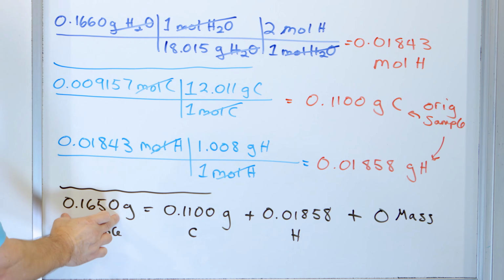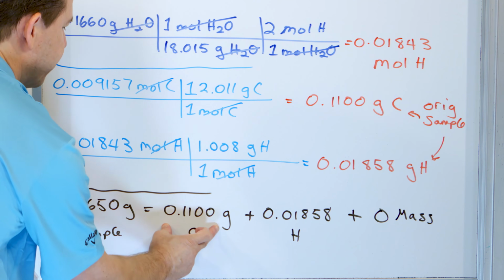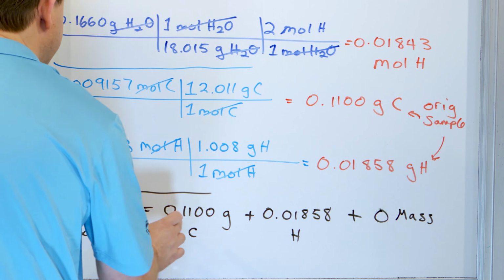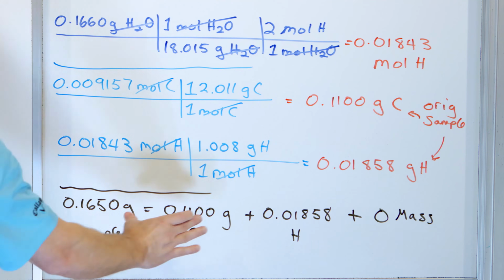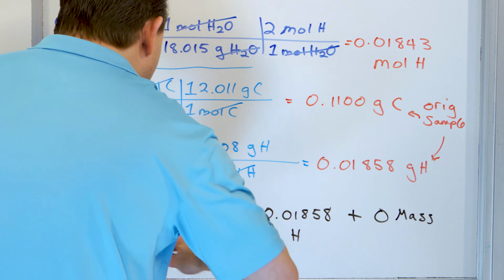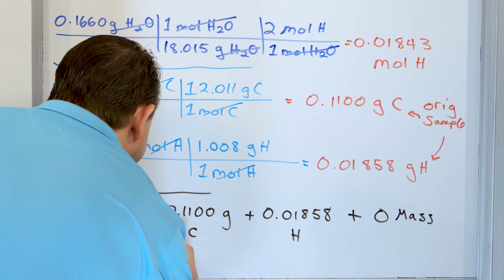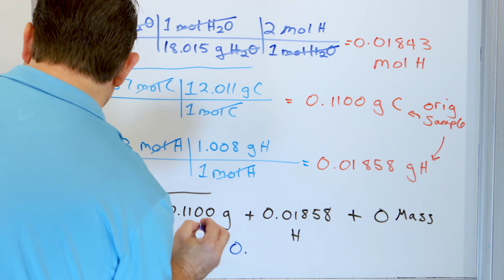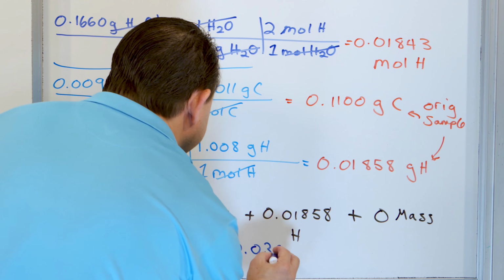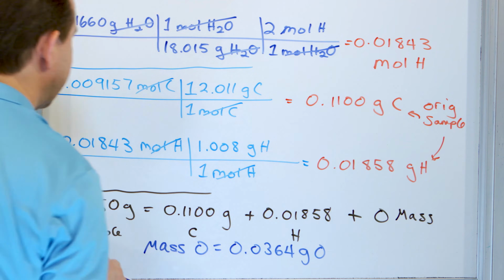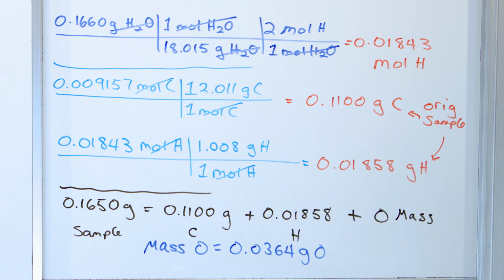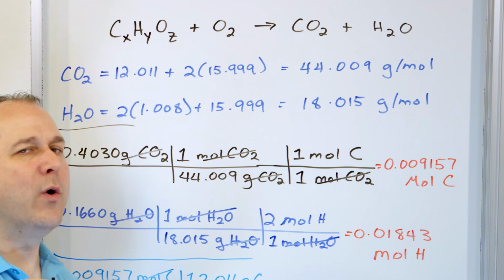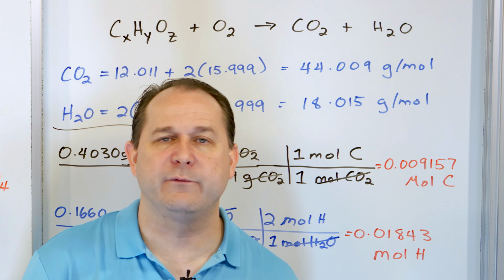So we know the total sample mass. We know the amount of grams of carbon in that sample, and we know the grams of hydrogen in that sample. So we add these two things together, and then we take this number and subtract, and what we get is the mass of oxygen, when we do that subtraction, is 0.0364 grams of oxygen. So now we know the grams of this, the grams of this, we know the grams of that oxygen. We know how to turn grams of anything into moles. Moles is what we need.